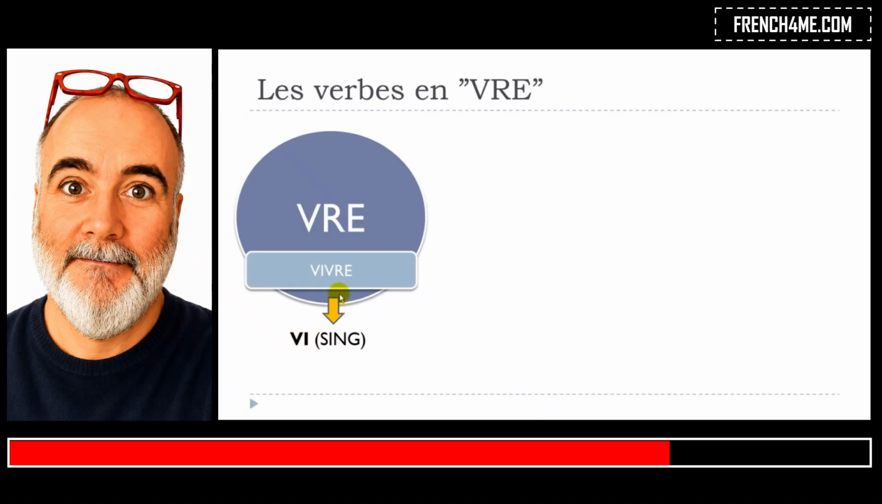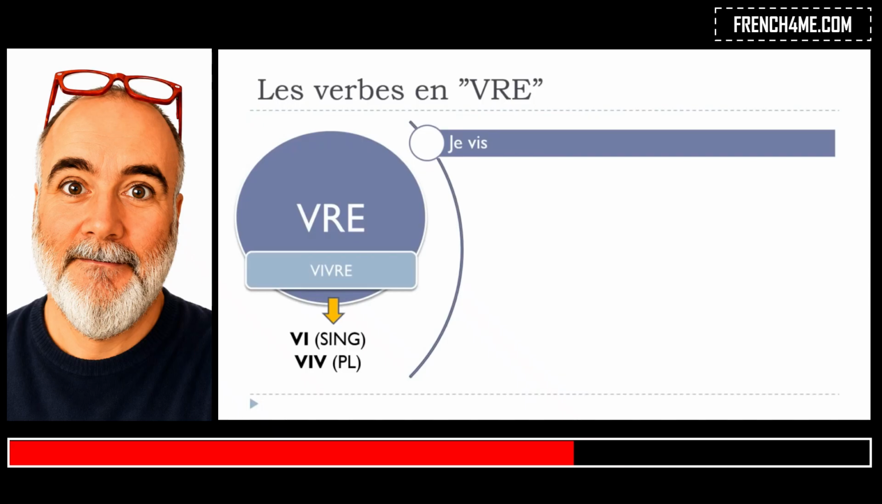Okay, so basically we take away this vre ending. Okay, and then for the plural form, so it will be nous, vous, and then ils, elles, the stem or the root will be viv. Okay, and that's the difficult thing. Because for the singular, the stem will be vi, for the plural it will be viv. Okay, so let's see now how it will go when we conjugate this verb.